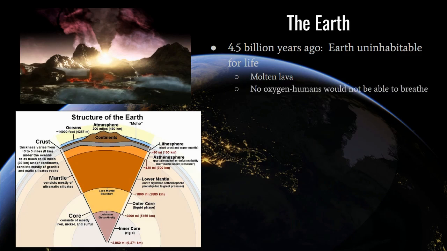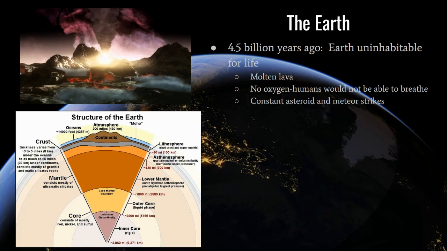Second, there was no oxygen. Obviously, a lot of life forms, including humans, depend on oxygen to survive. And without oxygen, we would not be able to breathe. So Earth is hot, it's full of lava, and there's no oxygen at all. Third, even if you were fortunate enough to live despite the molten lava and the lack of oxygen, you would be constantly dodging asteroids and meteor strikes.